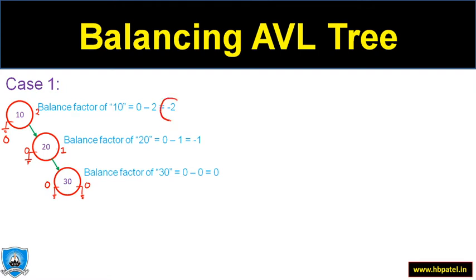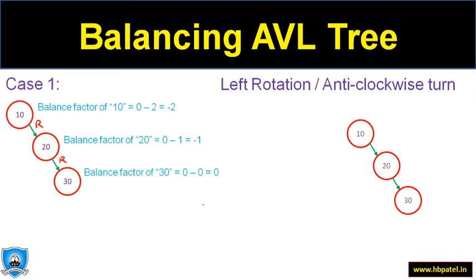So if it is -2, then it's a problem. It has to be between -1, 0 and 1. Now because this is -2, I need to sort it out. So what do I need to do? Because I am going 2 times right, I need to take a left or anti-clockwise movement, something like this.